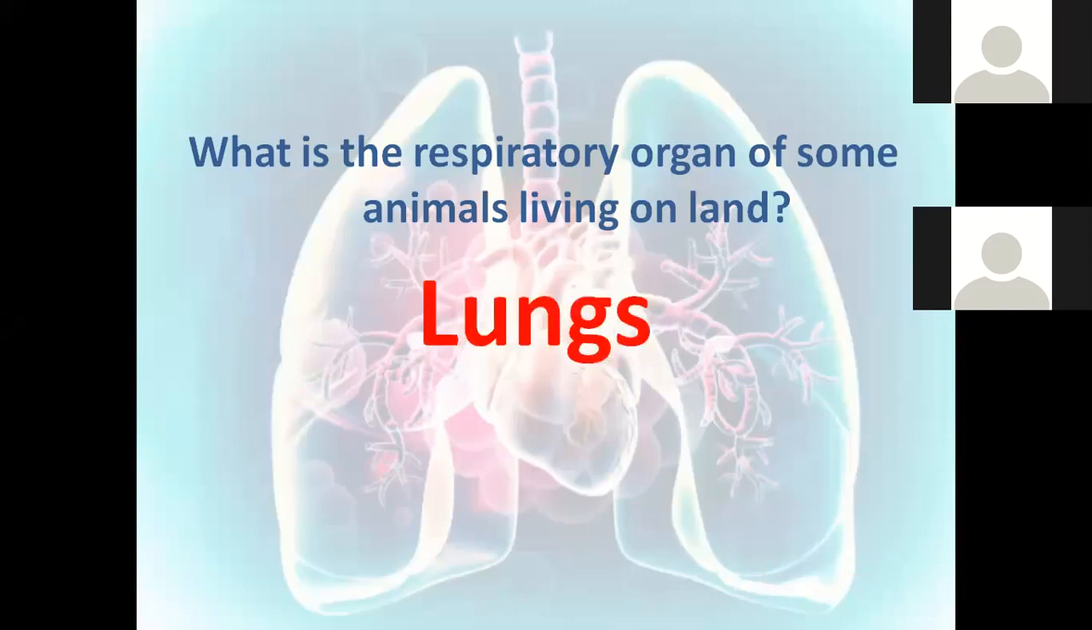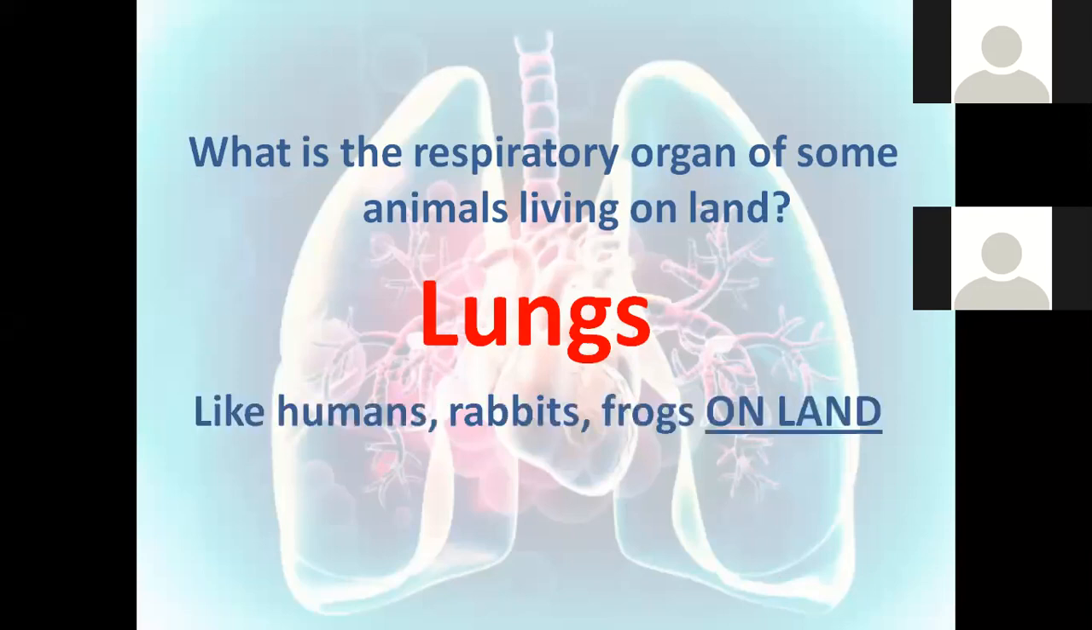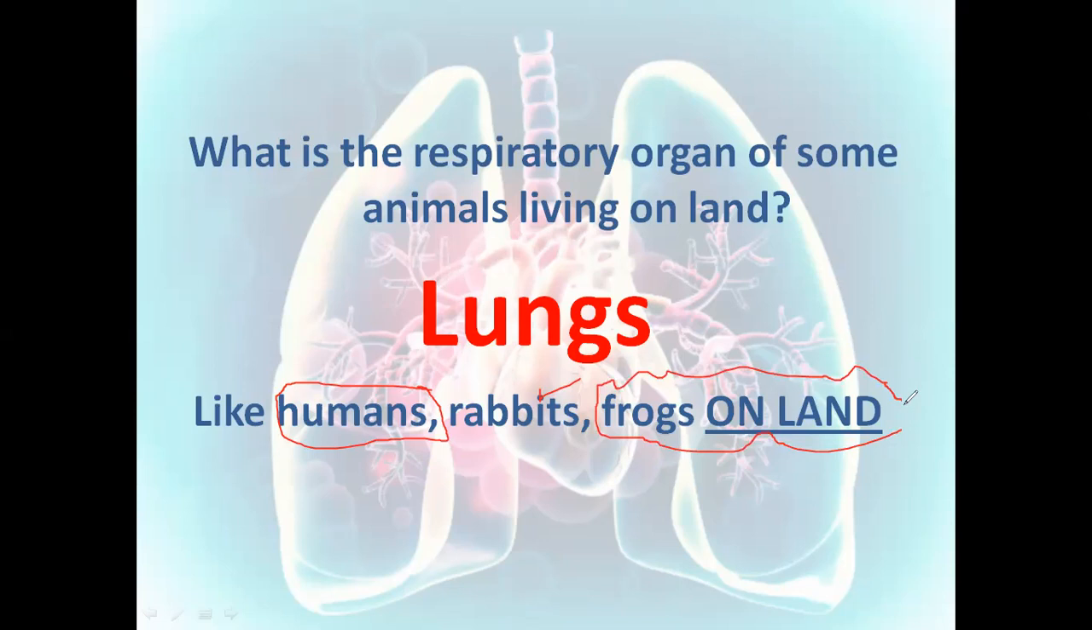So what is the respiratory organ of some animals living on land? First we have the lungs. Whenever the respiratory organ is the lungs, we say that we have a special type of respiration. Examples of this are humans, rabbits, or, pay attention to this, frogs living on land. Who watches the video, who can tell me what is special about the lungs? I want to hear you speak out, Muhammad Fawaz.